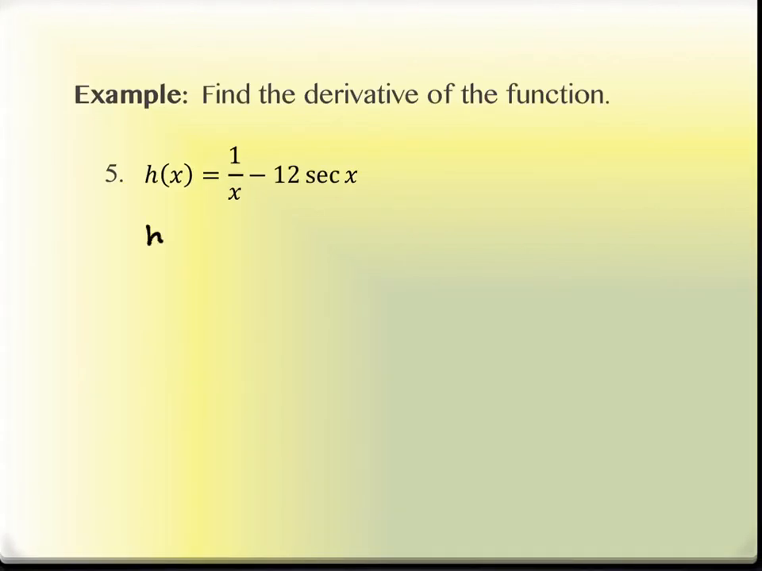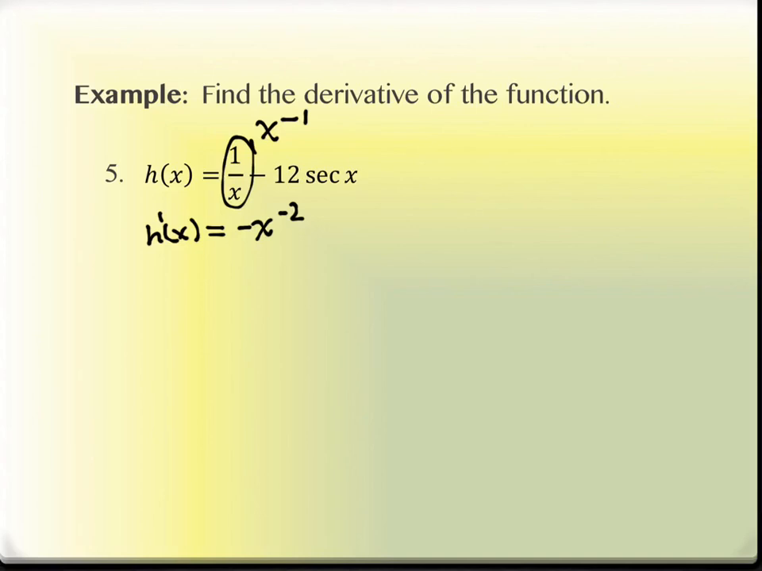All right, so the first one, recognize that you might have to rewrite. How do I rewrite 1 over x? X to the negative 1. So I'm just going to jot that down sort of above here. I'm not going to write a separate step. What's the derivative of x to the negative 1? Negative x to the negative 2, right? Decrease the exponent by 1.